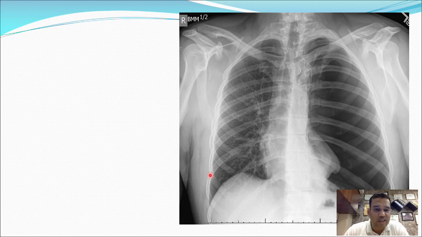Then C, the costophrenic angle. So this right costophrenic angle appears to be normal to me. This is sharp and clear, whereas the left costophrenic angle, even this is also sharp and clear.